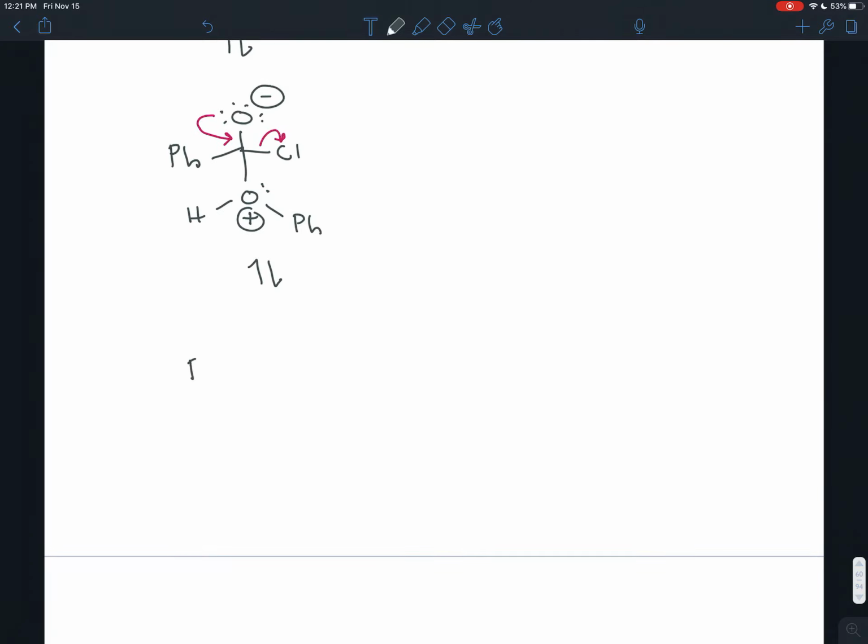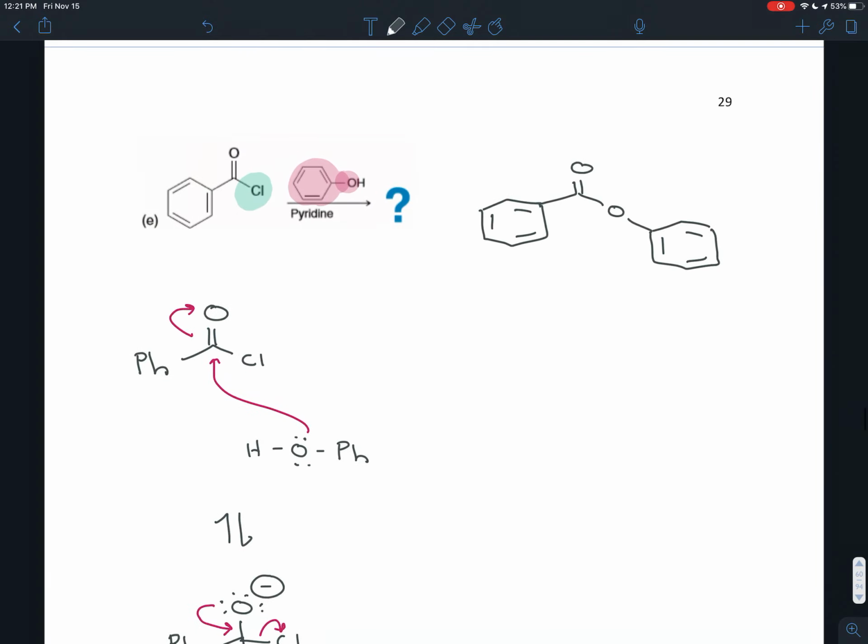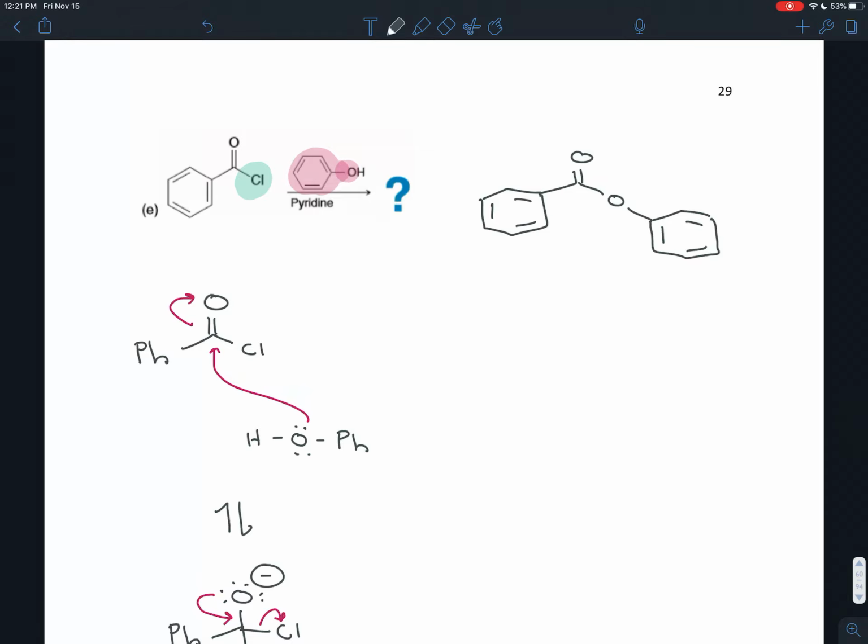So we have this here. Now we're almost done. We just have this hydrogen here, and the oxygen has the full positive charge. So we need to stabilize that. And that's what this pyridine is here for, this other molecule that they include in the recipe.